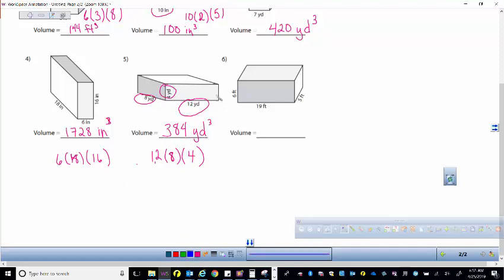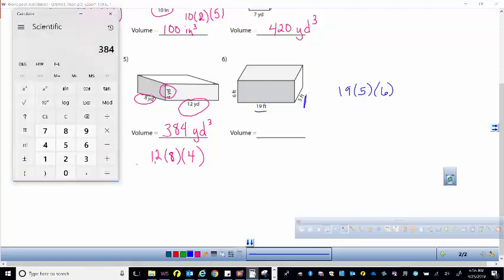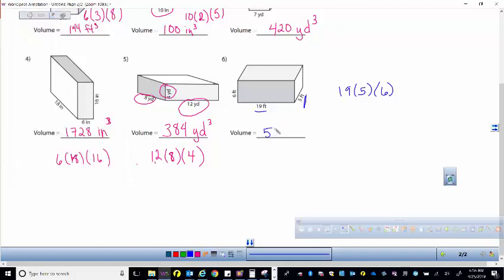Our last example, we have our length is 19, our width is 5, our height is 6, and I multiply those for volume. Volume and area both use multiply. So 19 by 5 by 6 equals 570 feet cubed. Okay, so you need to stop the video and answer the questions on Canvas.